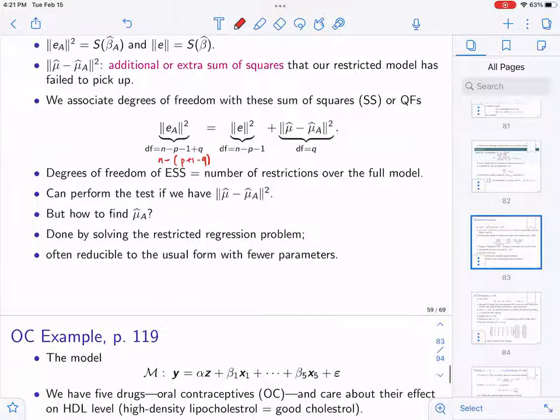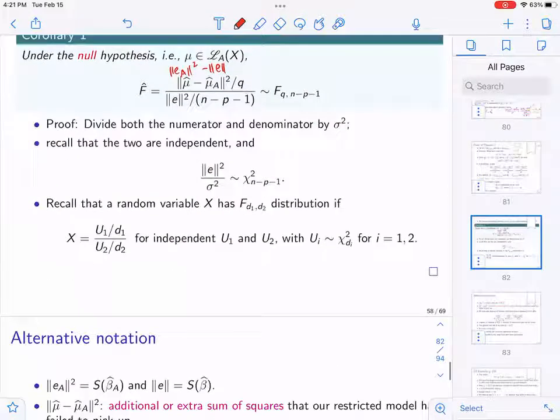So we can perform this. How do we find mu hat A? Just fit the restricted model. And how do I set a threshold? My test would be: we call y and x, we're going to say the alternative is true if f hat is bigger than some threshold. Otherwise, it's going to be the null.